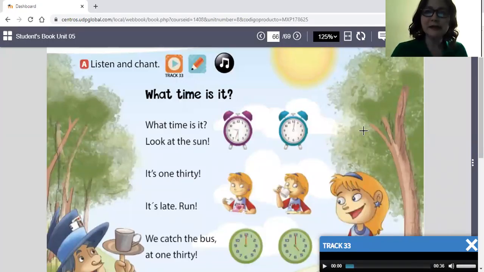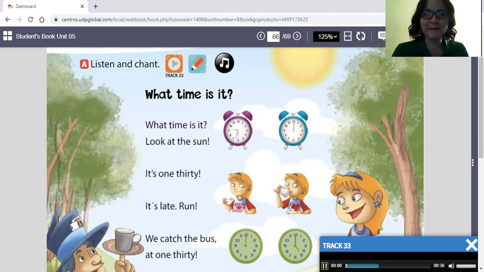Today we're going to work in the Smarty book. So please open your Smarty book on page number 66. What are we going to do here? Just listen to the track. Okay, just listen and try to read.